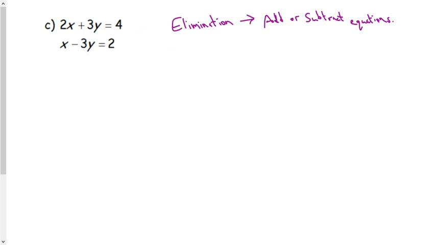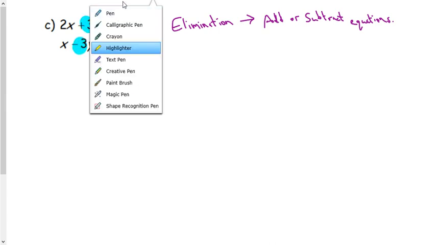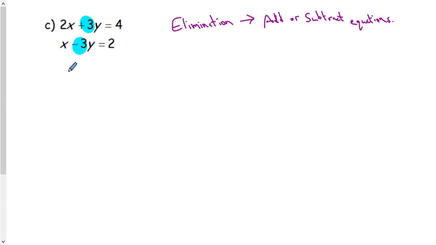But we're lucky. We don't actually have to do that because in this one, we've got a 3 here and a negative 3 here. That means if we add these equations together, the y's will cancel out. We don't have to multiply any of the equations first. So let's add our equations. We're adding them because that will make the y's disappear. If I subtracted them, I would have 3y minus negative 3y, which would be like adding. We'd end up with 6y, which we don't want. So let's add them together.